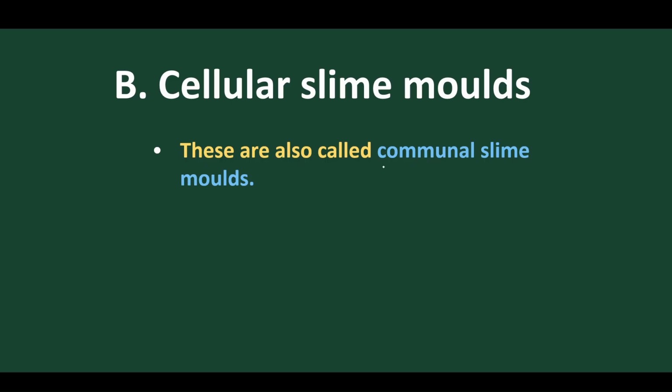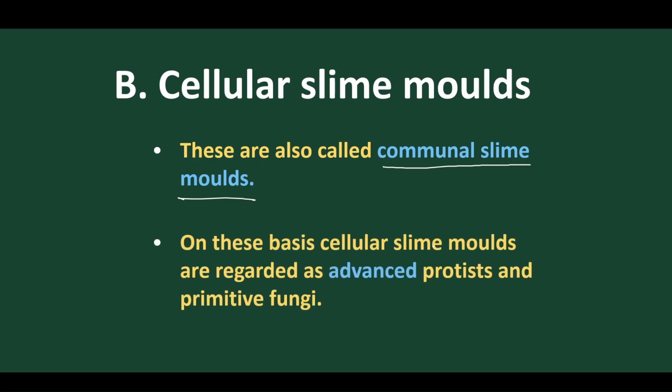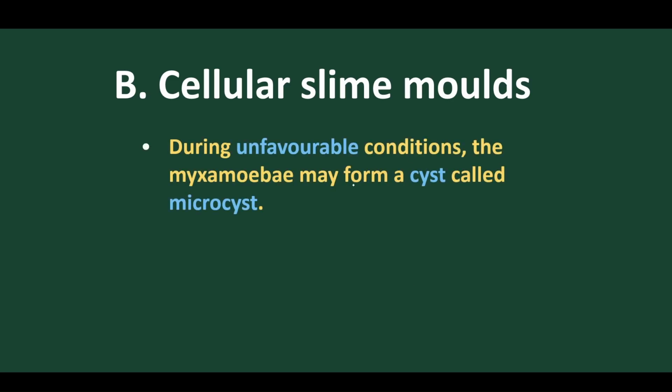For which we call them communal slime molds, because we find this colonial type. This cellular slime mold is regarded as an advanced type of protista, or a primitive fungus but advanced protista. Got it? Clear? Because they contain a communal nature, from this particular cellular slime mold the tissue system starts evolving. So the evolving of the tissue system is only from this particular organism.